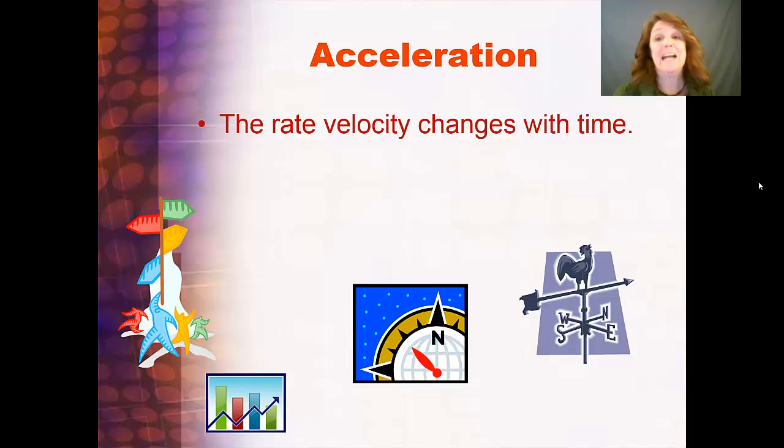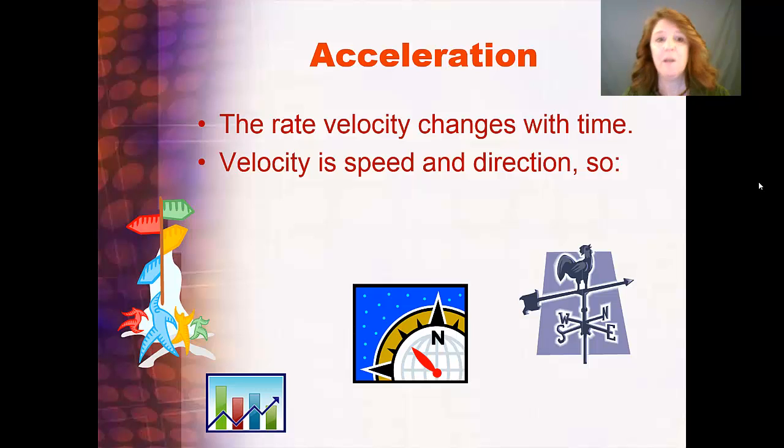Acceleration is the rate velocity changes with time. So this is not speed. Speed is the change in distance over time, the change in an object's position over time. But velocity is the speed. So we're looking at how the speed changes over time. For example, if you're in a car getting on the freeway, and your speed on the on-ramp is 30 miles an hour, but on the freeway at 60 miles an hour, you have accelerated. So we need to be able to measure that with math.